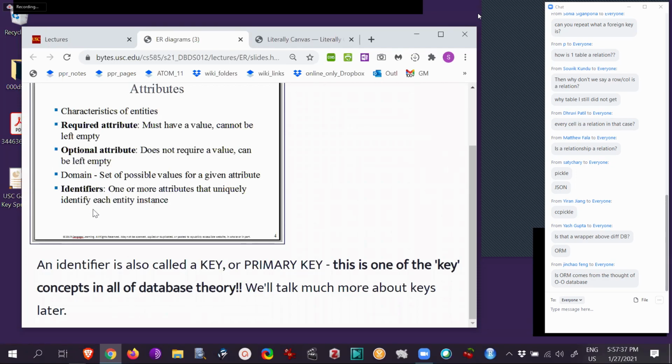All right, so identifiers. All right, this is another name for a key. Key is loosely also a primary key. Otherwise, we never use the word key.